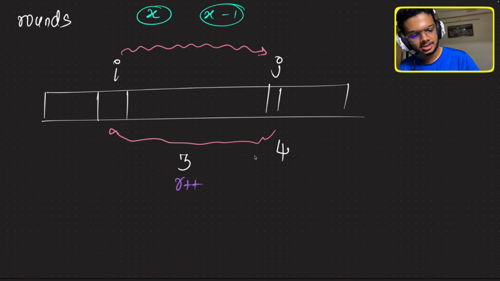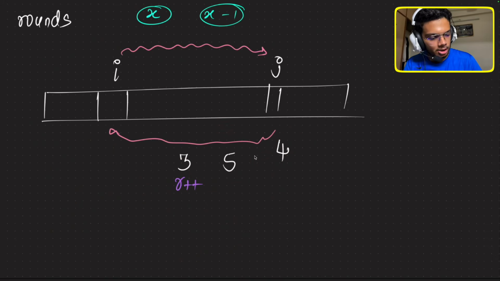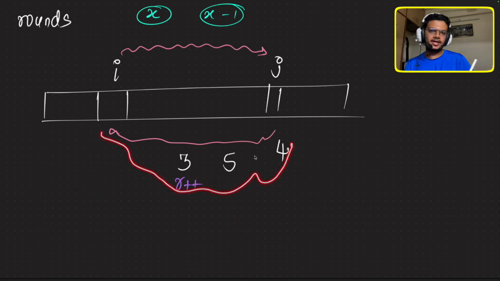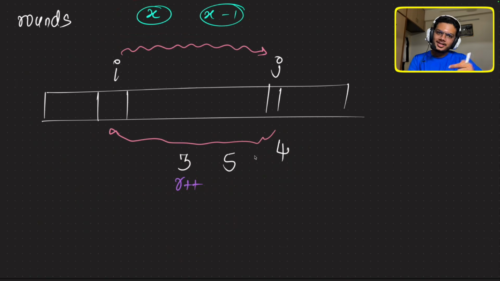Let's take another example. If instead of this 3, there was, let's say, 5 here. Here you can see x was present before x minus 1. Now when 4 goes behind 5, this condition is no longer there. So you will reduce the number of rounds. One less round will be required now. So if 5 is present, then the rounds will decrease.